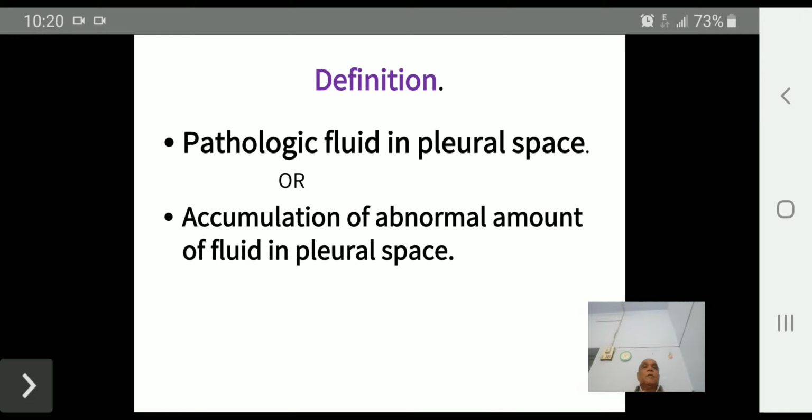Now, the definition of pleural effusion. An abnormal amount of fluid in the pleural space is called pleural effusion.